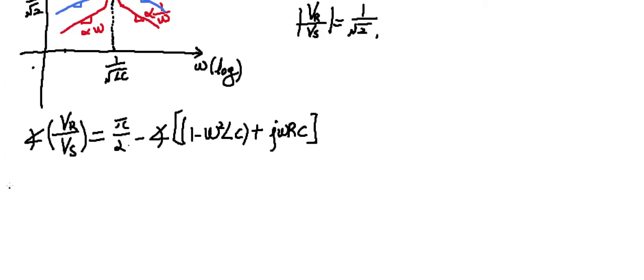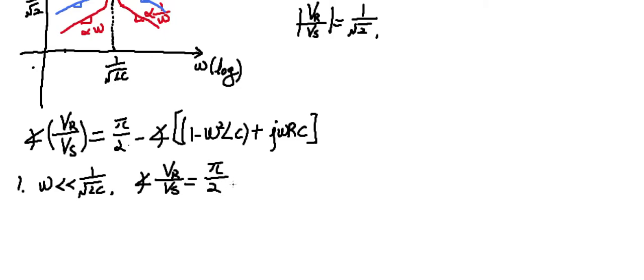So again, we can discuss the phase in 3 different situations. First one is still omega much smaller than the resonance frequency. And in this situation, we can say for the denominator, 1 minus omega square LC is just approximately equal to 1. And then because it's underdamped, you can also verify that the imaginary part is also much smaller than 1. So overall, this denominator is dominated by the real part. So the phase is 0. So finally, you will get a phase of pi over 2.